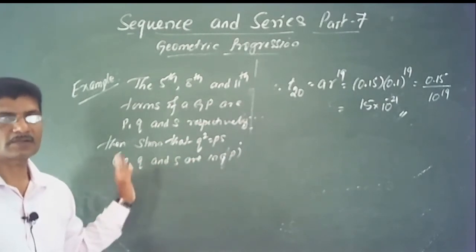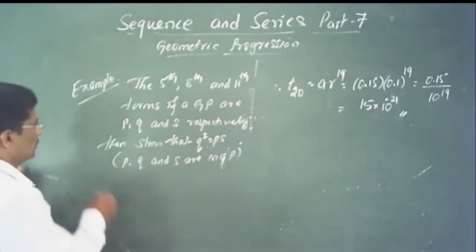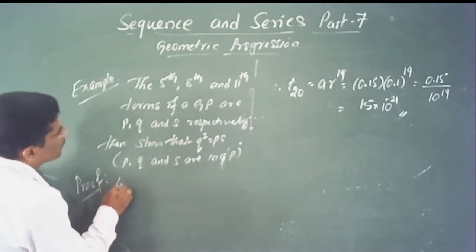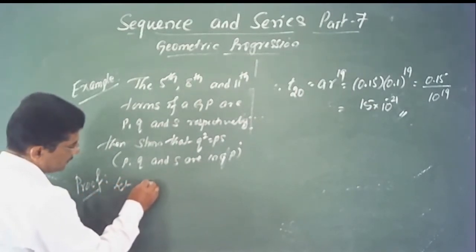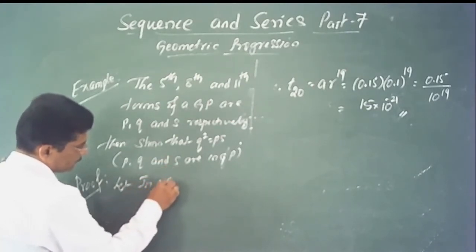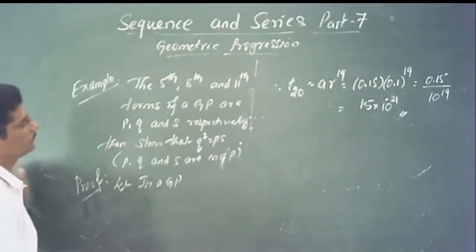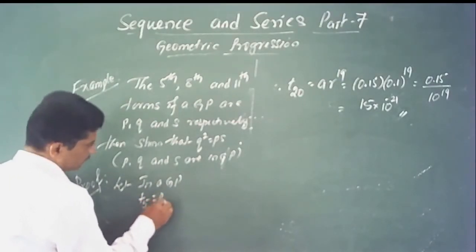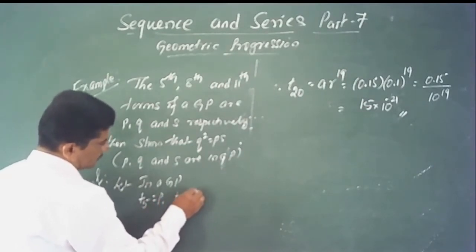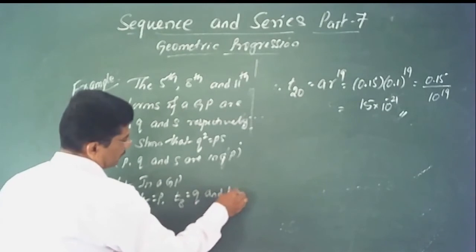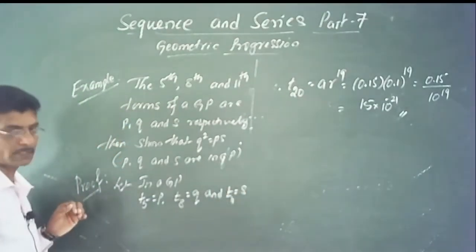Q square is equal to PX. The problem is very simple. First take the given: in a given GP, T5 is equal to P, T8 is equal to Q and T11 is equal to S.